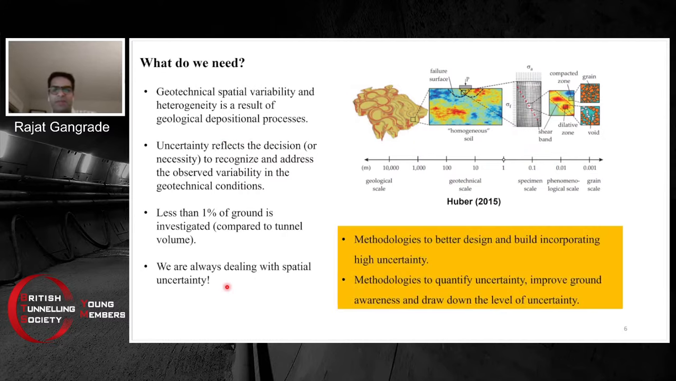Of course, we are always dealing with spatial uncertainty. So as designers, as engineers, our responsibility is to either design and build incorporating high uncertainty, or develop methodologies that can quantify uncertainty, improve ground awareness, and then with appropriate techniques, you can draw down the level of uncertainty. Site investigation is a great example for this. In the case of the project from Singapore, they drilled another 25 boreholes, just stacking them one next to another. But if they had quantified uncertainty and improved their ground awareness, they would have drilled at the right locations and brought down the level of uncertainty. So this should be the objective of engineers working on complex tunnel projects.